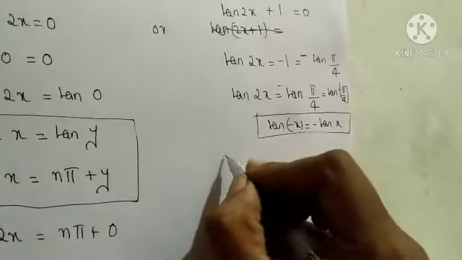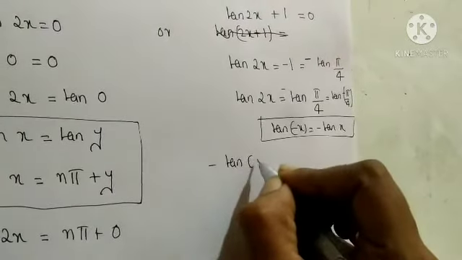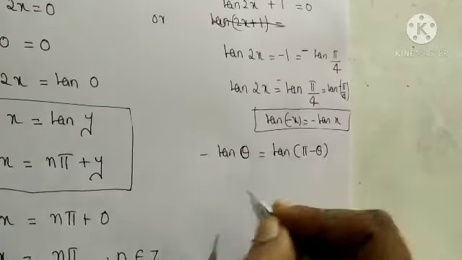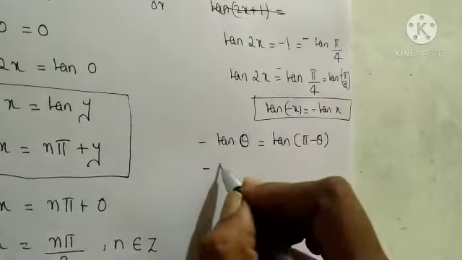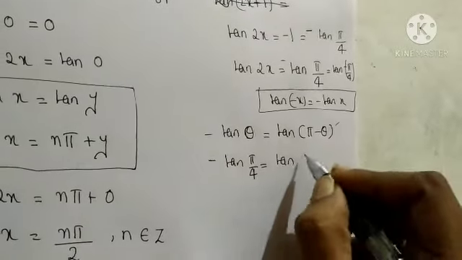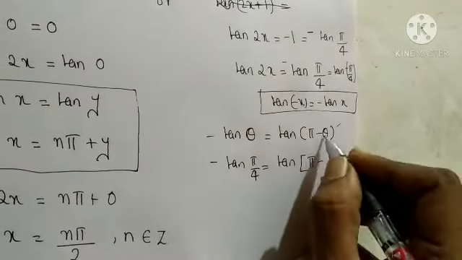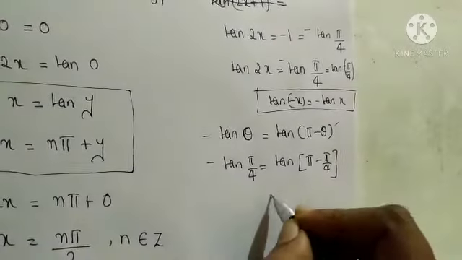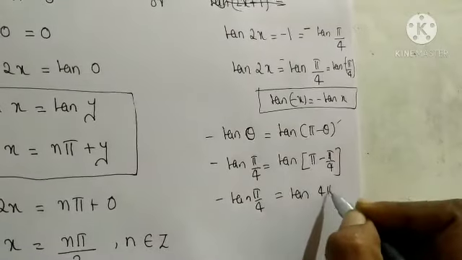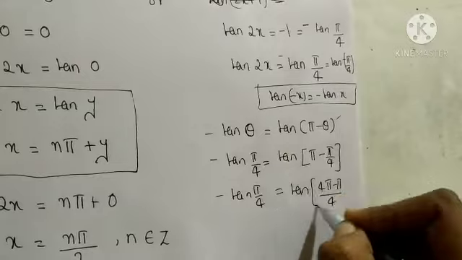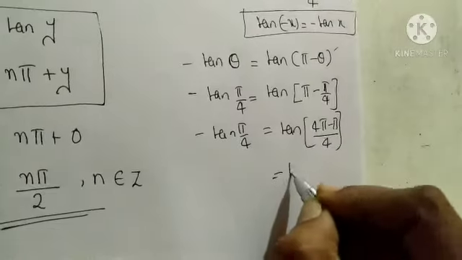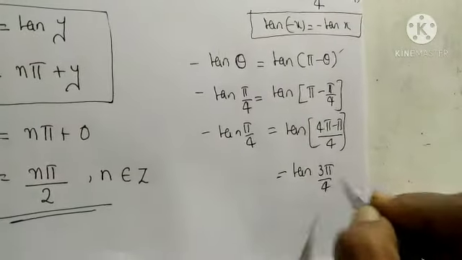So we know that minus tan theta is equivalent to tan of pi minus theta. So here this minus tan pi by 4 can also be written, using this formula, by replacing theta by pi by 4. Here we get tan of pi minus pi by 4, cross multiplying, we get 4 pi minus pi divided by 4, which is equal to tan 3 pi by 4.